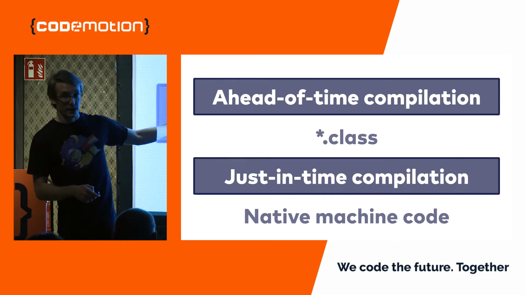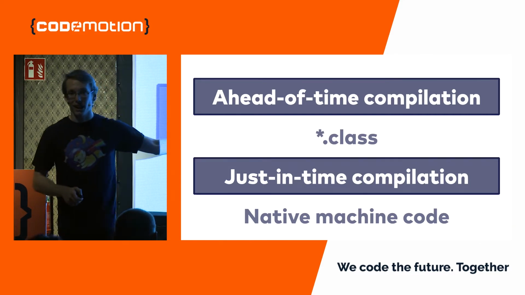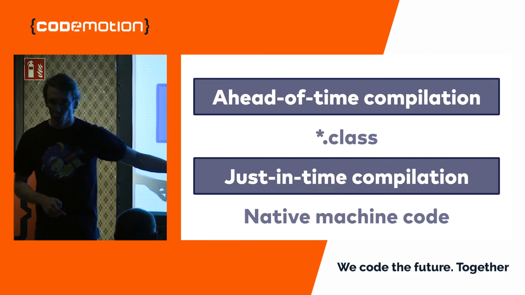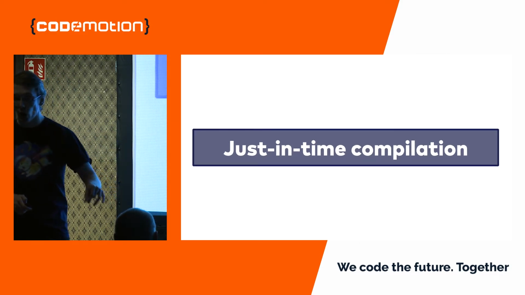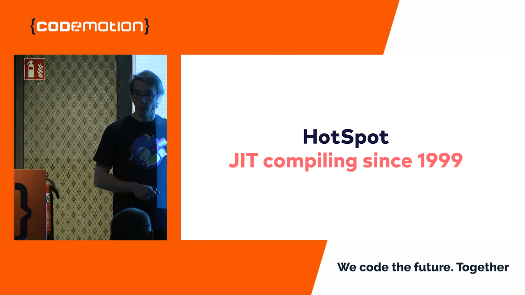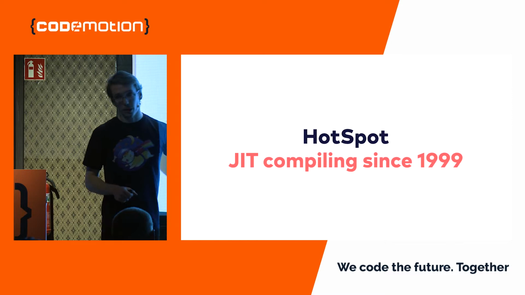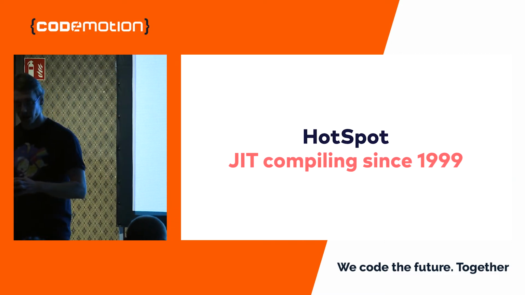Both of those aspects are very interesting, and we're going to invest a couple of minutes into both of those. But what I'm going to focus on at the beginning is just-in-time compilation. On the JVM, our go-to just-in-time compiler has been Hotspot. Hotspot has been around for nearly 20 years now. It's a mature and incredible piece of technology.